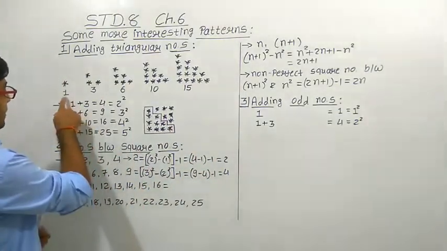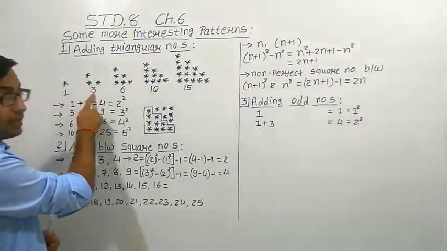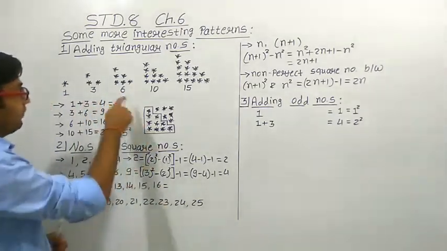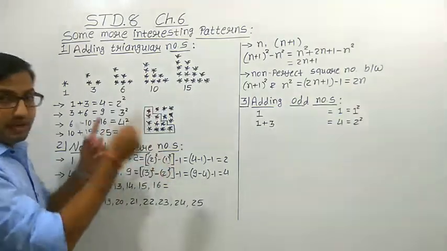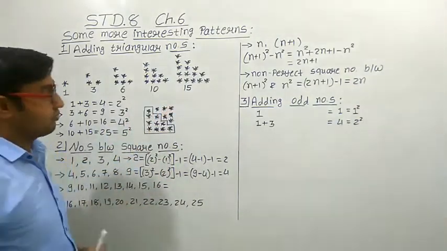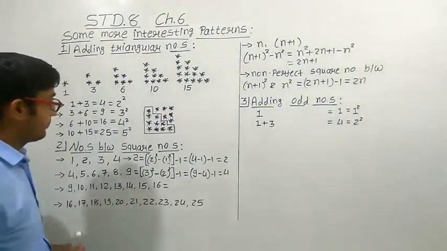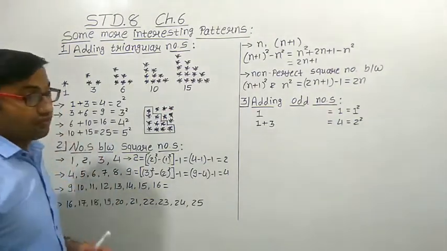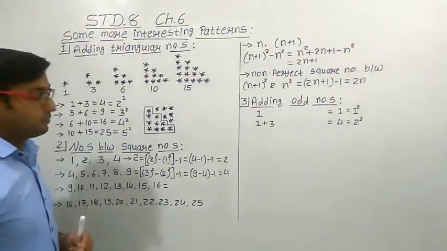Consecutive means if we take 1, we have to add 3. If we take 3, we have to add 6 with it. If we take 6, we have to add 10 with it. And if we take 10, we have to add 15 with it. So that is called the consecutive numbers. Right? So this is the first interesting pattern we found here. Now let us see how it works.